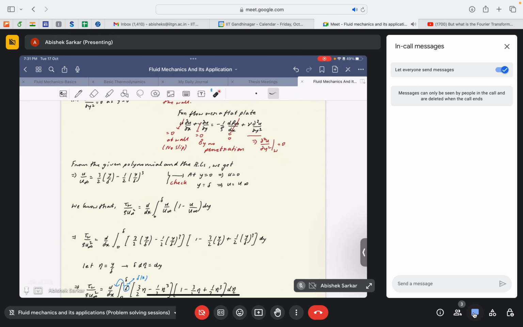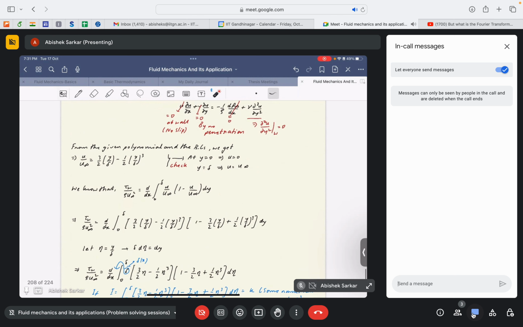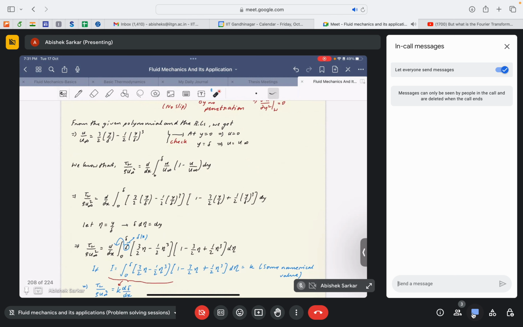Okay, so what we have done is that we have substituted this form of velocity profile in this equation, the von Karman momentum integral equation that we derived just a few minutes before. So we substitute this form of the velocity profile in this equation, and we get this equation.